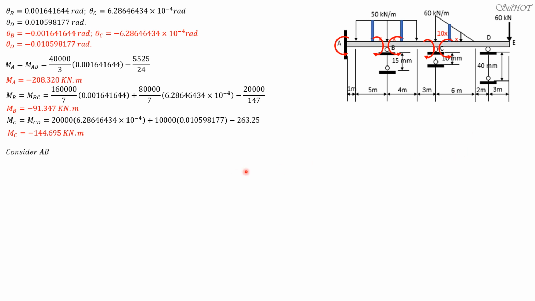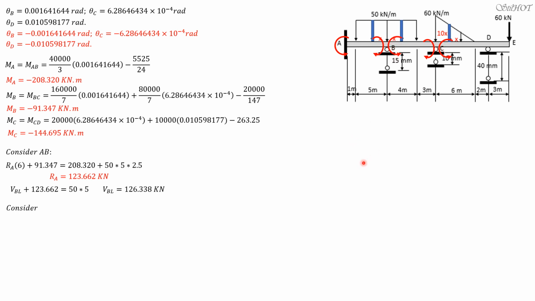So next, let's consider AB to solve for reaction at A. We sum up moment about B equals 0. So RA plus MB, which is 91.347, equals MA, which is 208.32, plus the moment of the load, 50 times 5 times 2.5. So R sub A is 123.662 kilonewtons. Then we can solve shear just to the left of B by summing forces Y. So shear just to the left of B plus 123.662 equals 50 times 5, the load. So shear at B just to the left is 126.338 kilonewtons.